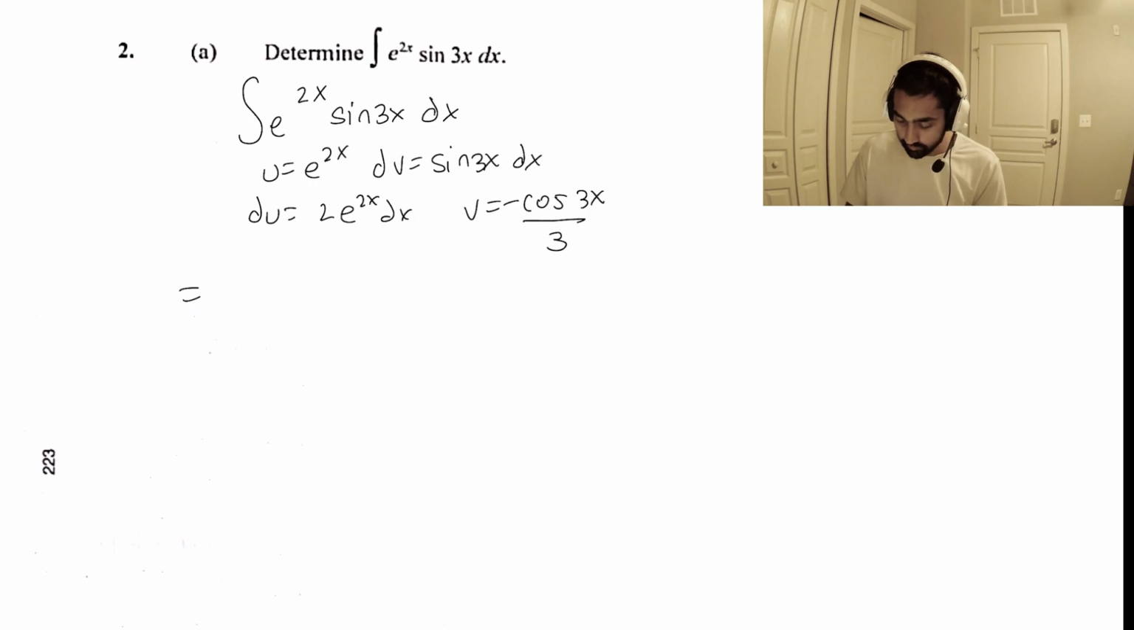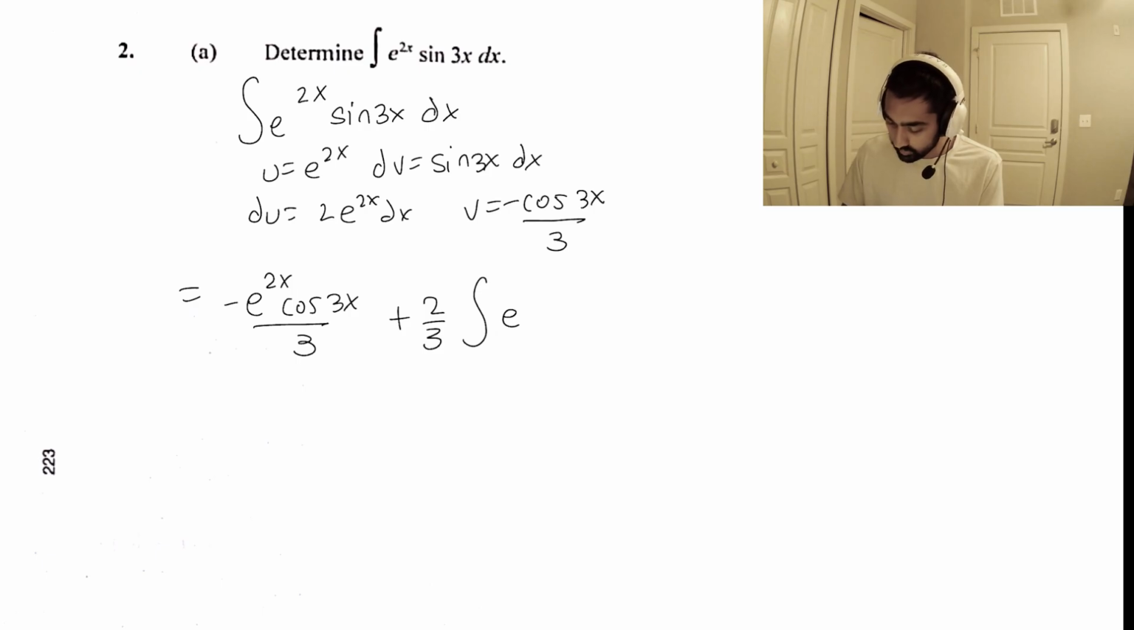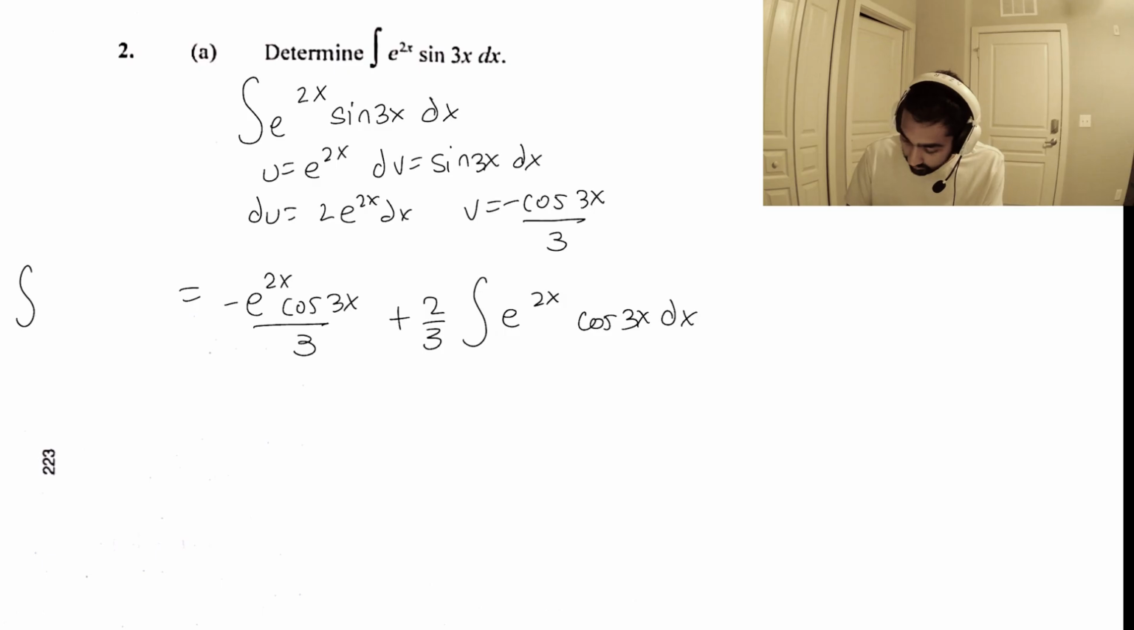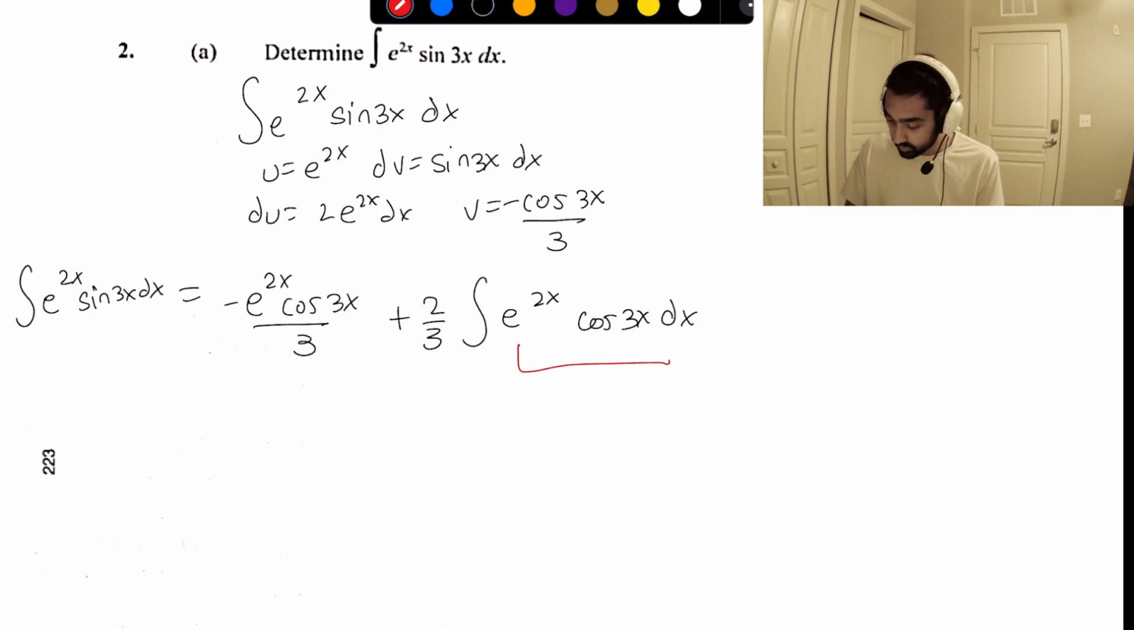So if I use my integration by parts formula, this thing is equal to minus e to the 2x cosine 3x over 3 minus the integral of v du, and there's a minus sign here, so I'm just going to put a plus, and then the factor 2 over 3, e to the 2x cosine 3x dx. And remember, this is equal to the integral of e to the 2x sine 3x dx. So now I'm going to do integration by parts on this integral to get it back to being the sine.